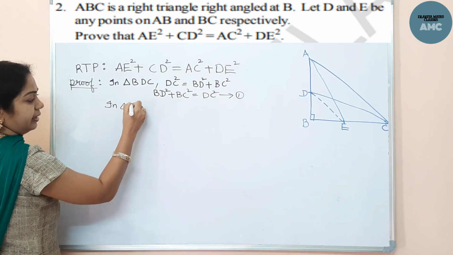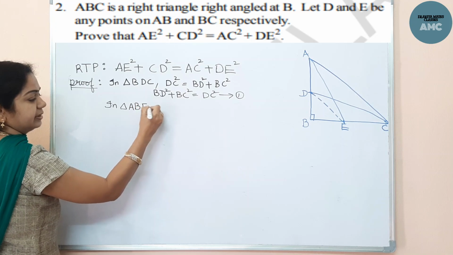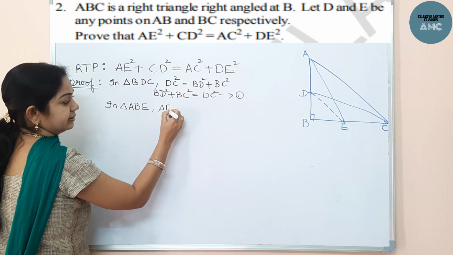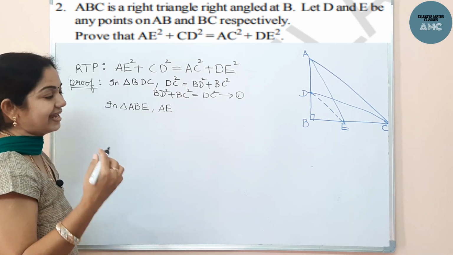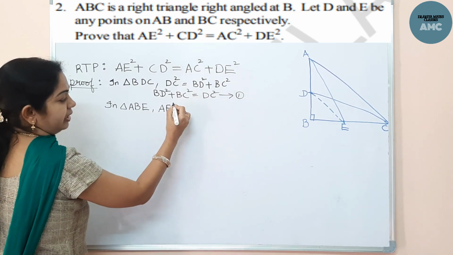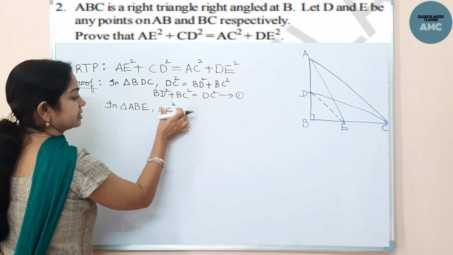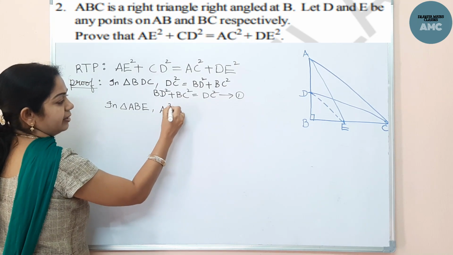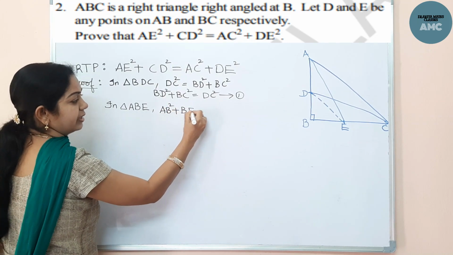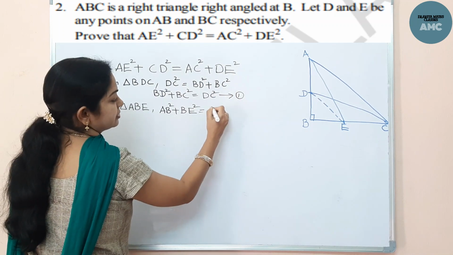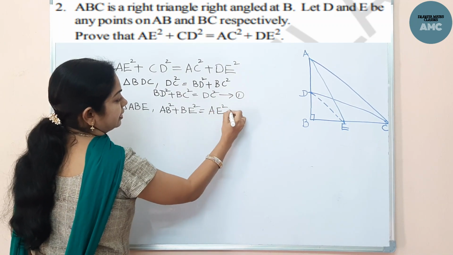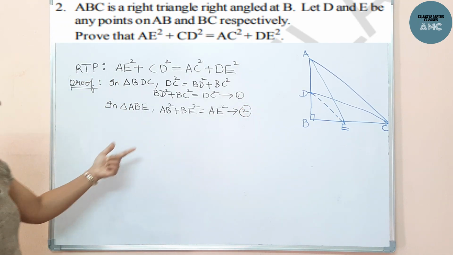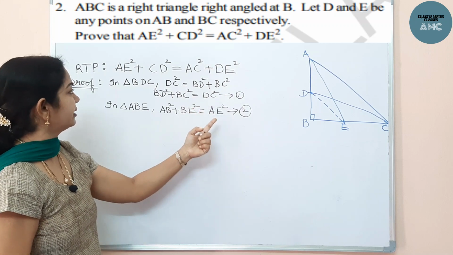Now, let us take this triangle ABE. What is the hypotenuse there? The hypotenuse is AE, the side opposite to the right angle. Now AE square is equal to, or else we'll write the sides first. AB square plus BE square is equal to the hypotenuse AE square. Let this be equation 2. See here, DC square and AE square.